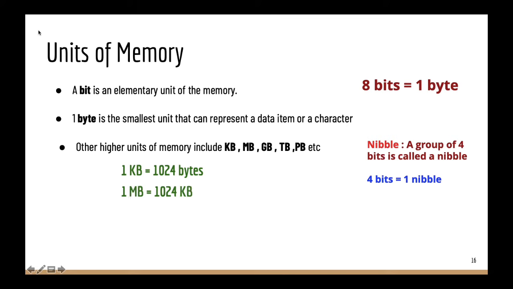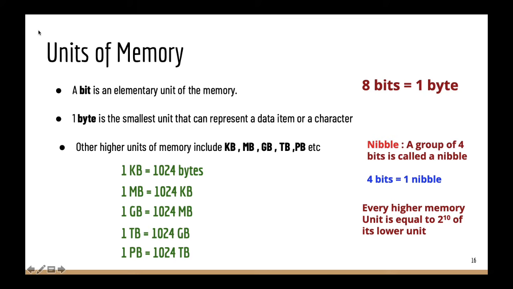Now we will recognize a certain pattern in these memory units. The pattern is that every higher memory unit is equal to 2 to the power 10 of its lower unit. 2 to the power 10 is equal to 1024. If I take the example of kilobyte and megabyte, what is the next higher unit of KB? It is MB. So 1 MB is equal to 2 to the power 10 KB, that is 1024 KB. That's all about the memory.